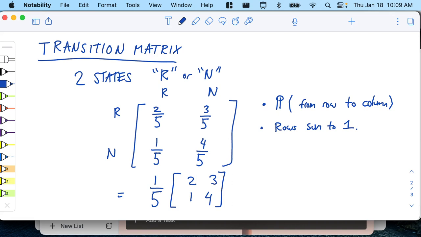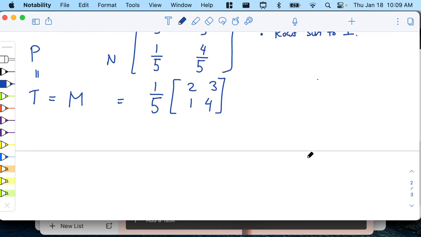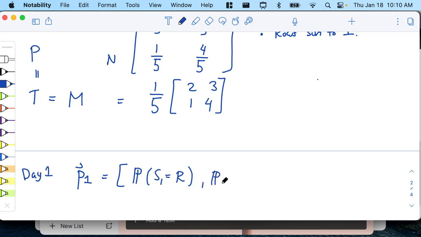So this is the transition matrix, which we called M last time. Some people call it T. Some people call it P for probability. And what it does is it tells you how to go from the probabilities at one time to the probabilities at the next time by matrix multiplication. So for example, if you want to know the probability vector for day one, so this is the day one probability row vector, this is the probability that S1 equals R and the probability that S1 equals nice. So that's a vector of probabilities.